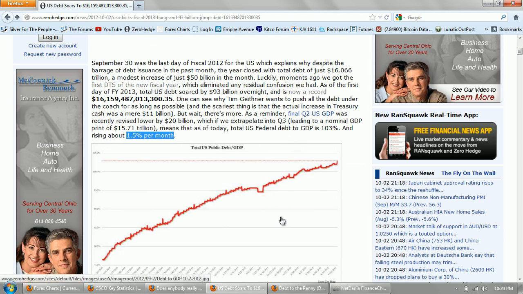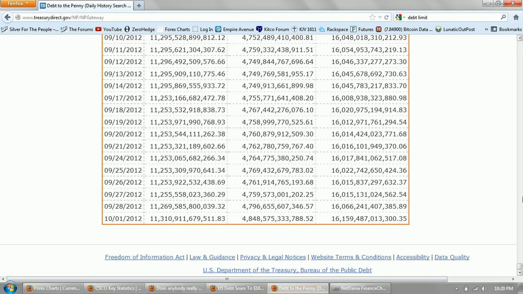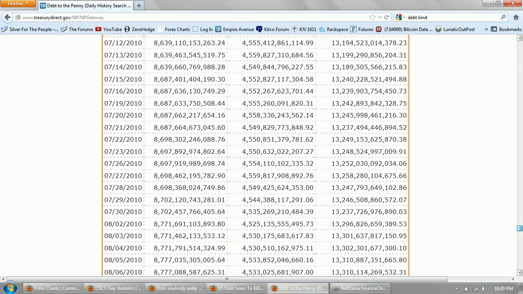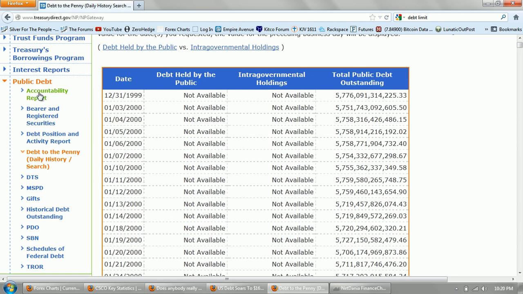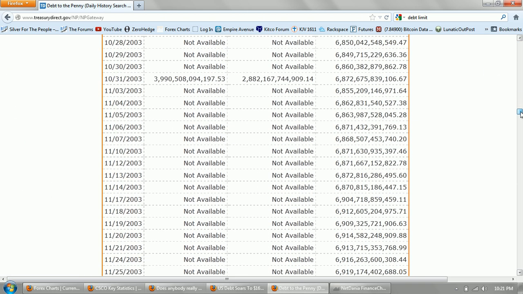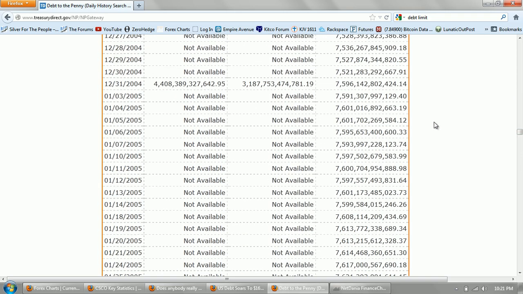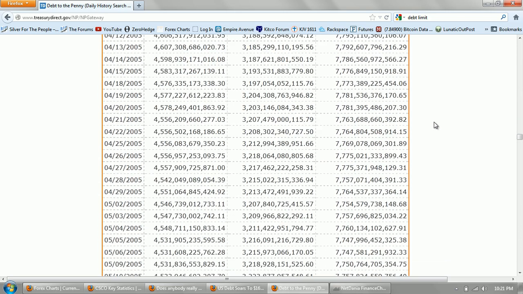You can just go to Debt to the Penny. That is this link here from Zero Hedge, and that's to the Treasury site, and you can pull any dates you want. I decided to pull all the way back to the year 2000, and I just wanted to do a quick and dirty analysis of the various fiscal years. So let's just look at a couple here.